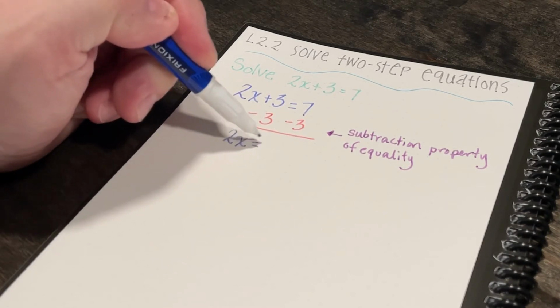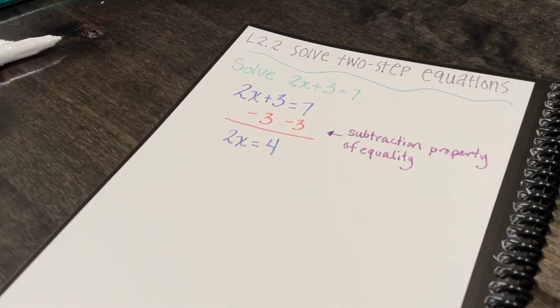Now, when I subtract 3 from that positive 3, the only thing I'm left with on the left side of the equation is a 2x.